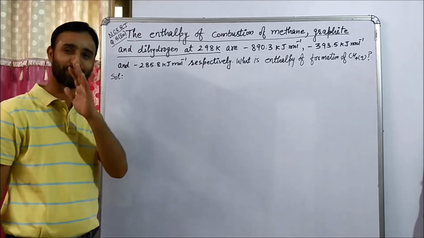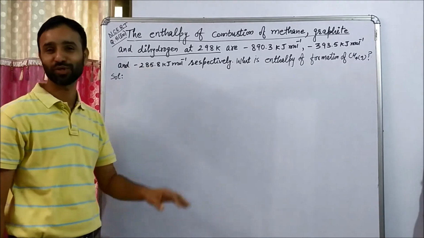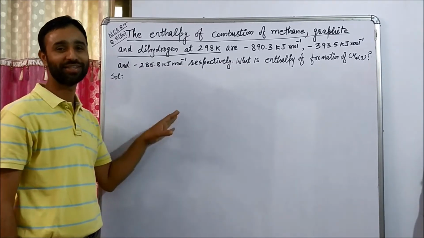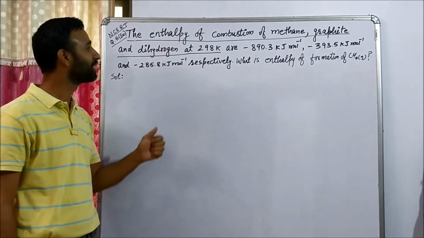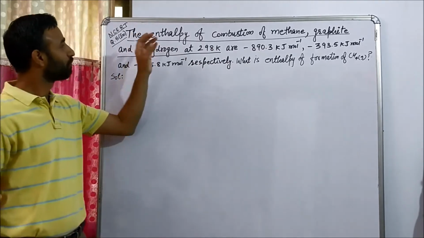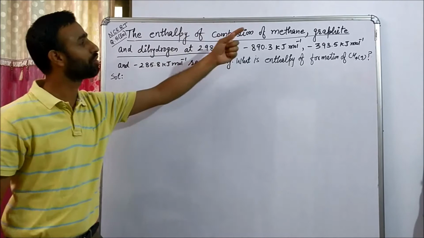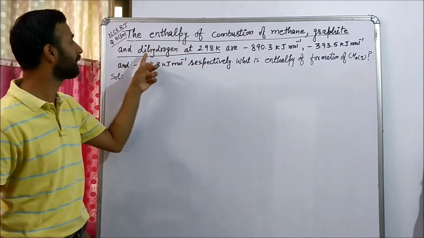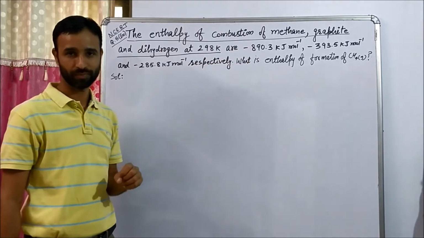Thermodynamics. Thermodynamics is a horror among students, but after watching this video, you will find it easy and we will learn some concepts of thermodynamics by solving this question. So first, this question: enthalpy of combustion of methane, graphite and dihydrogen at 298 Kelvin are given to you.